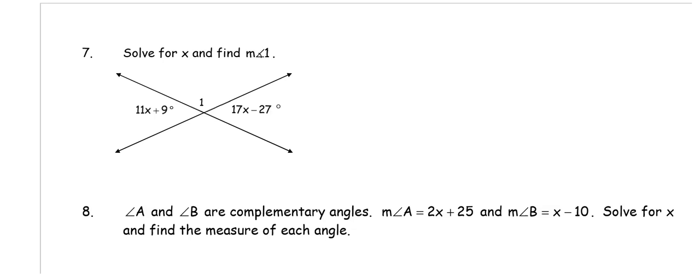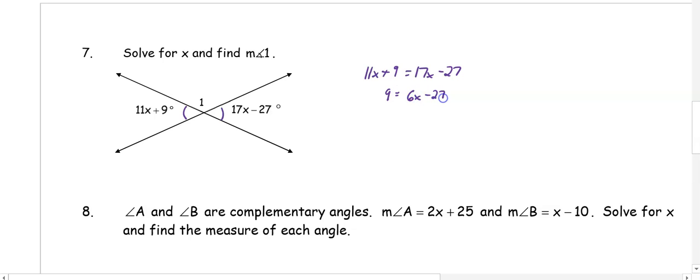Number 7, solve for x and find the measure of angle 1. So in this case, these are vertical angles. Remember that vertical angles are congruent, so 11x plus 9 is equal to 17x minus 27. We can subtract 11x from both sides, so 9 equals 6x minus 27. We can add 27 to both sides, so 36 is equal to 6x. When we divide, x is 6.